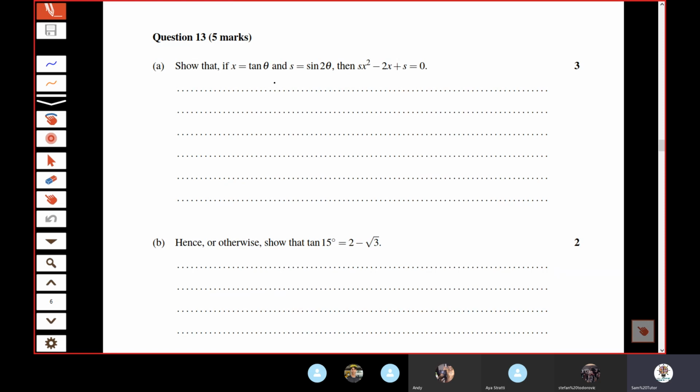So show that if x equals tan theta and s equals sine 2 theta, then sx squared minus 2x plus s equals 0. You were able to get that out? Yeah. Okay. Hence or otherwise show that tan 15 degrees is equal to 2 minus root 3. Give me a second just to think about it all. I solve for x.